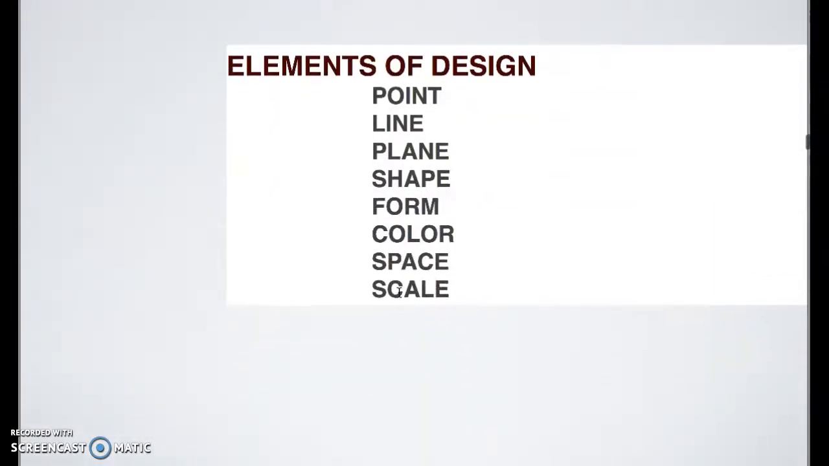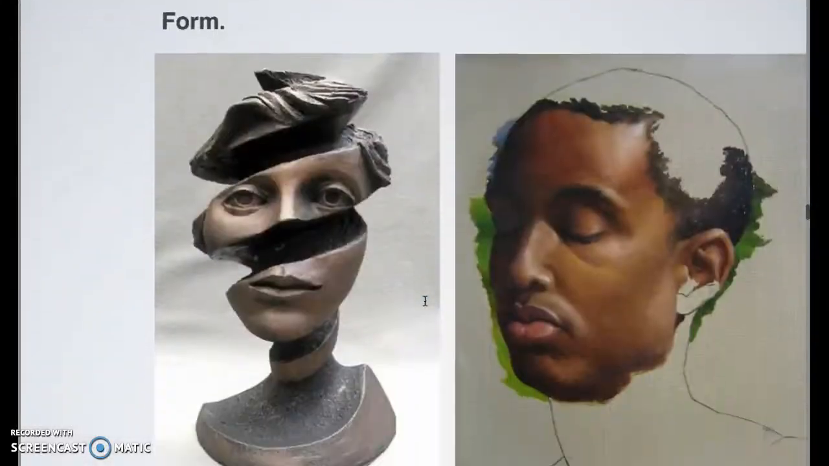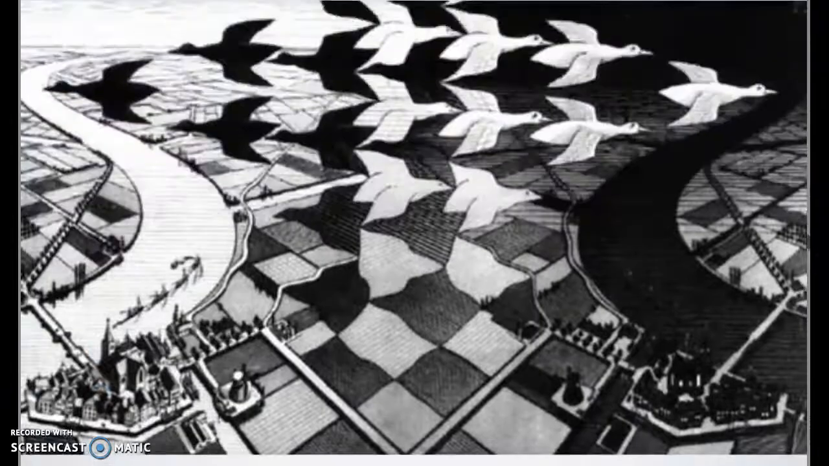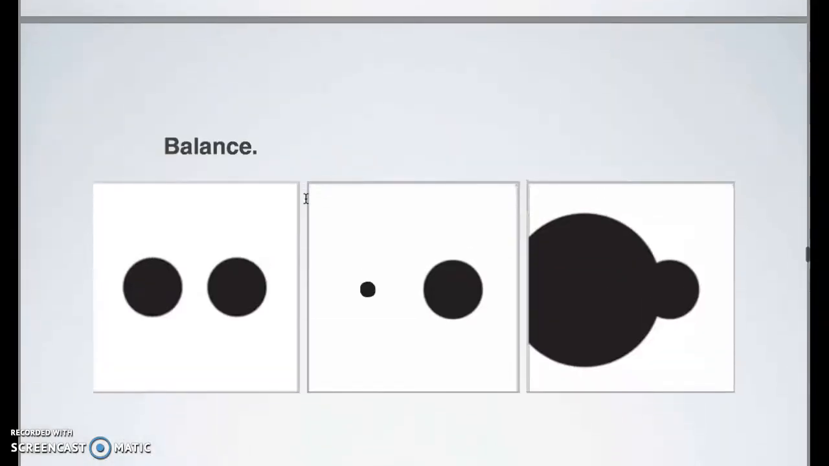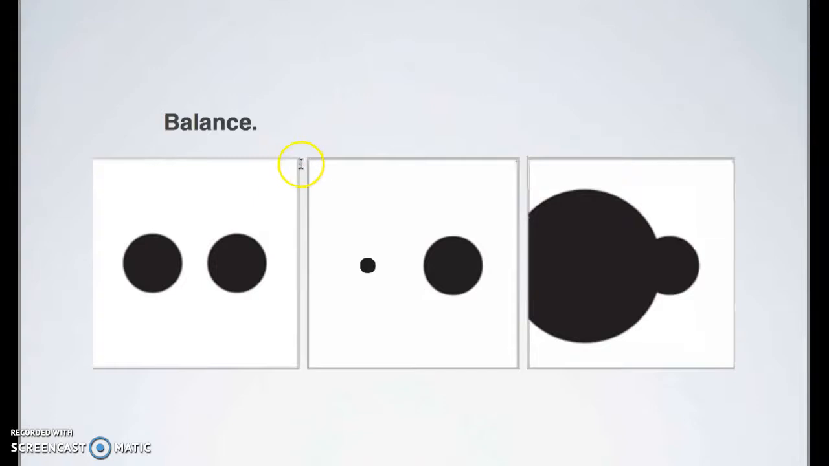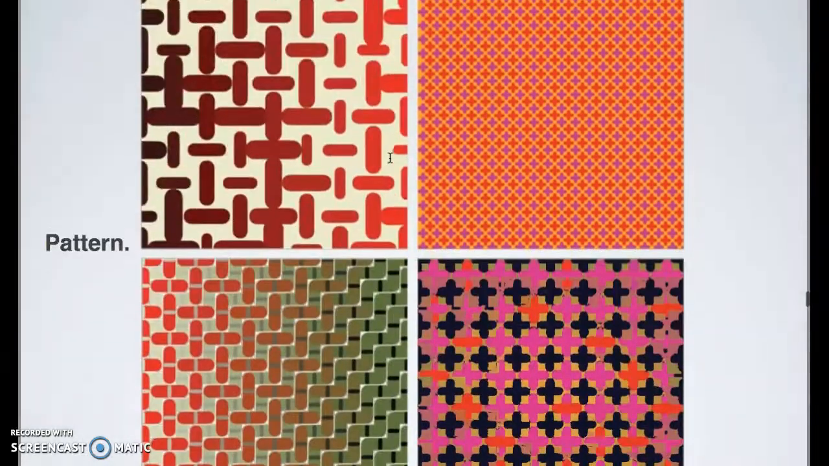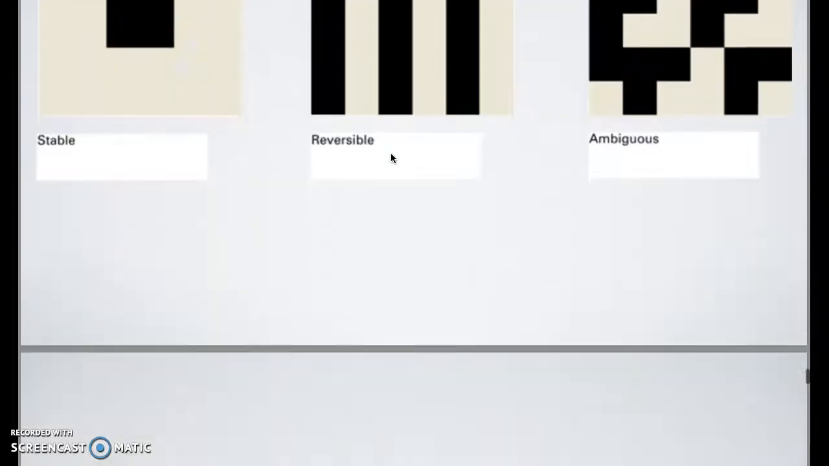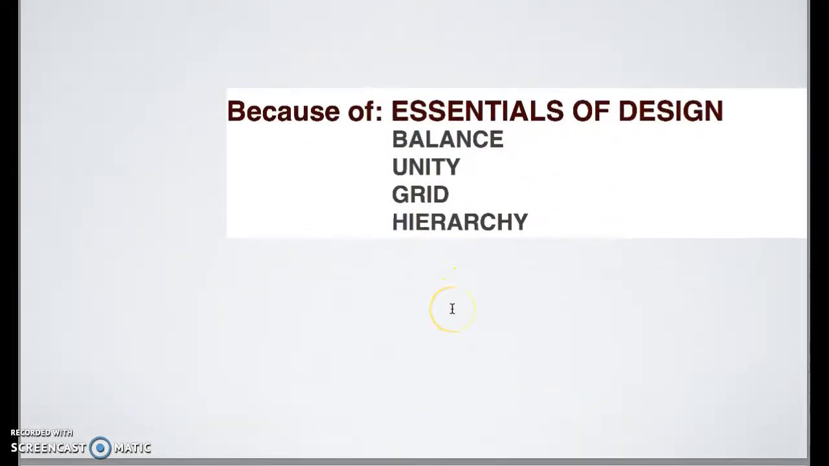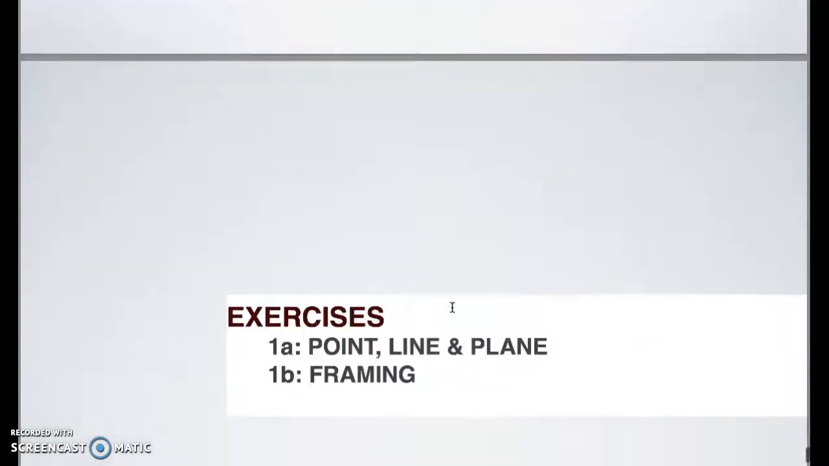For example, point, line, plane, shape, form, color, space, scale, giving you some ideas and visual representations of each of the concepts. What makes graphic design good? What makes digital design fundamentals, what to draw from when trying to create a competitive design, one that works. Principles of design will cover a lot of that. Texture, pattern, emphasis, isolation, rhythm, framing, figure ground, and then essentials of design. These are balance, unity, grid, and then hierarchy.